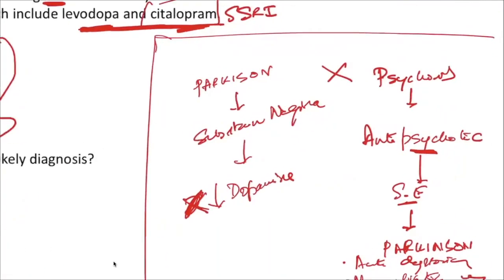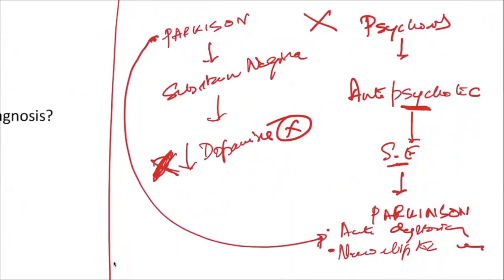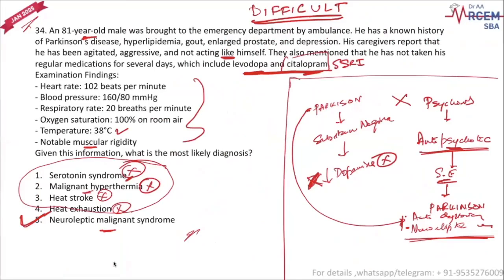So remember what has happened here. Going back, he has stopped taking his levodopa. Stopping levodopa can cause worsening of the Parkinson's. Worsening of the Parkinson's is nothing but like a side effect of the antipsychotic medications. One of the side effects of antipsychotic medication is neuroleptic malignant syndrome. That's why the right answer here is neuroleptic malignant syndrome.